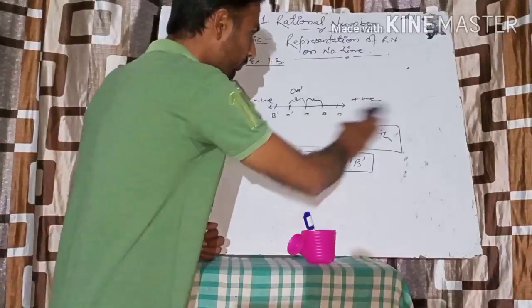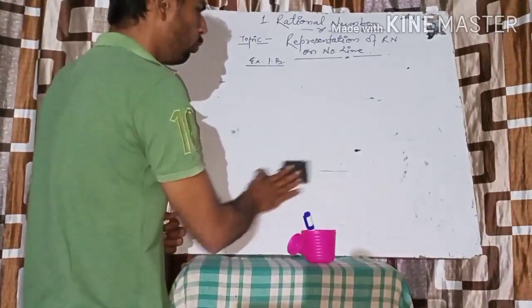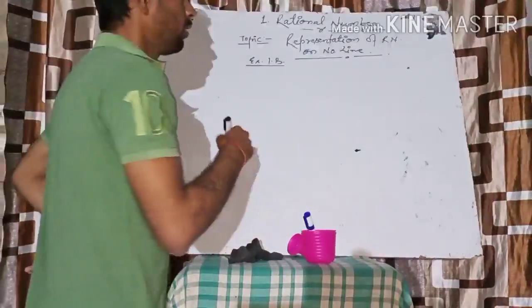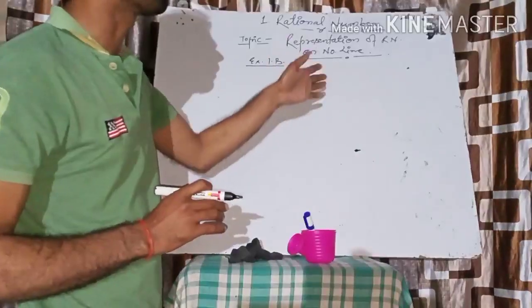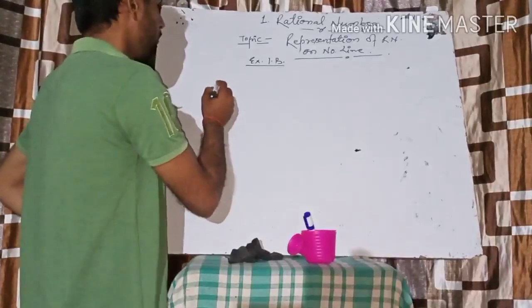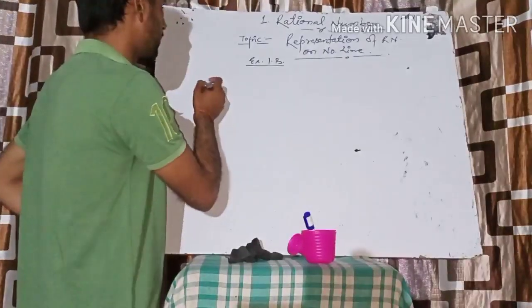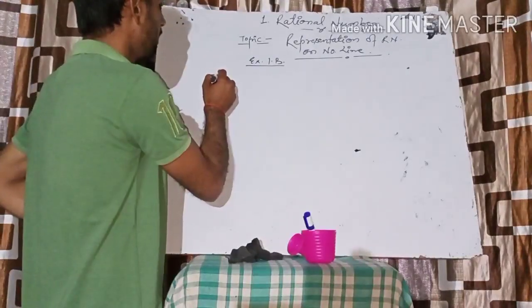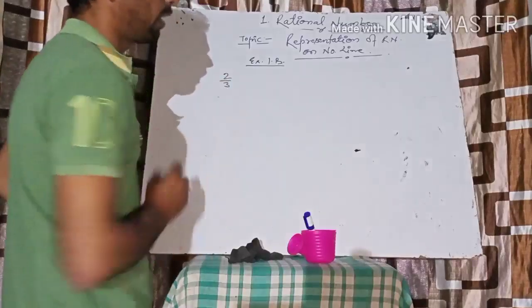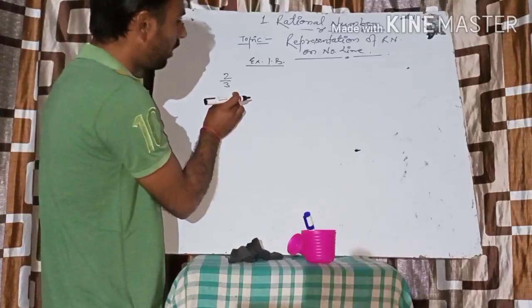Now I hope you know very well how to represent integers like 2 and 3 on the number line. But in this topic we will learn how to represent a rational number on the number line. Let's take one example, and you can easily understand from it. Represent 2 upon 3 on the number line.